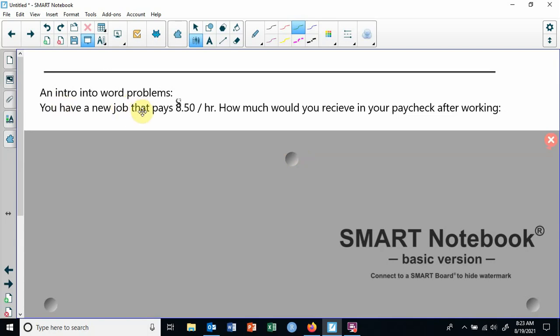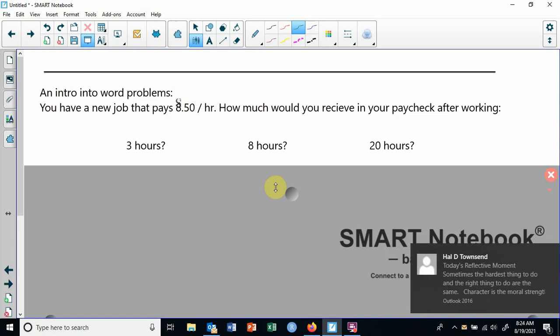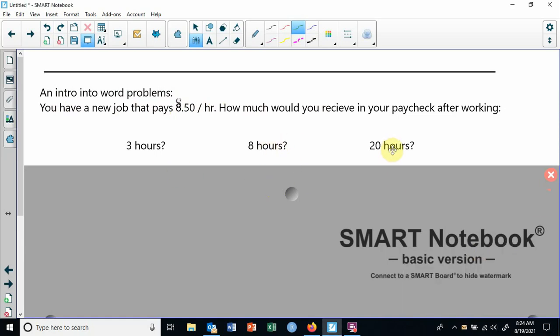So let's just say that you have a new job and it pays $8.50 an hour. How much would you receive after working 3 hours, or 8 hours, or 20 hours? Well, how does this make sense? You're making $8.50 for each hour. If I work 1 hour, I get $8.50, right? If I work 2 hours, I get 2 of these. So mathematically, what we're doing is multiplying by your number of hours. So 3 hours would just be $8.50 times 3, and that would tell me how much money we're making.